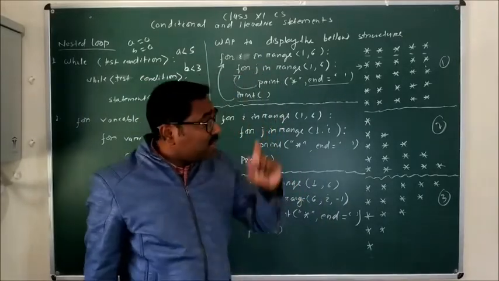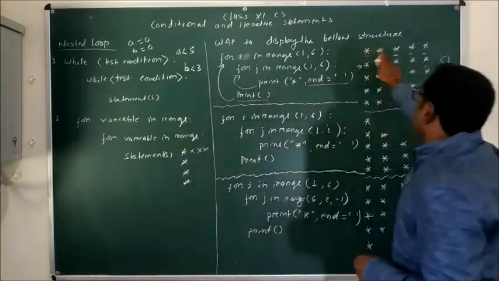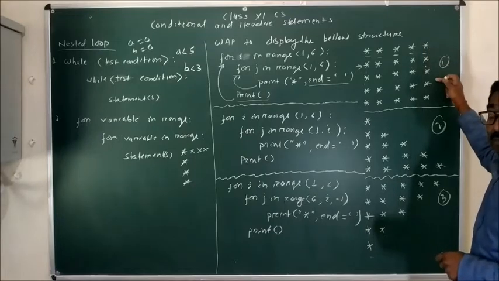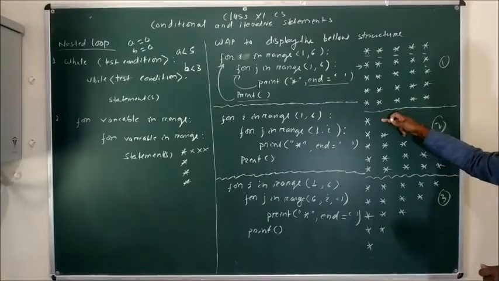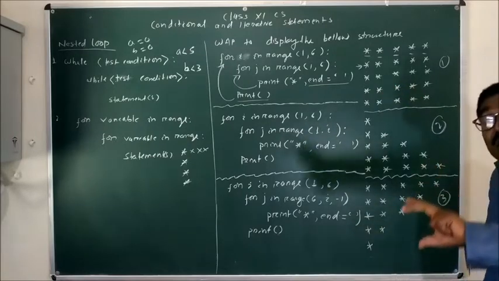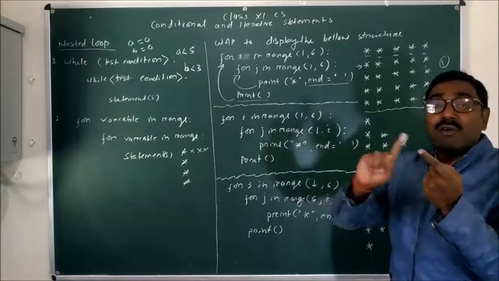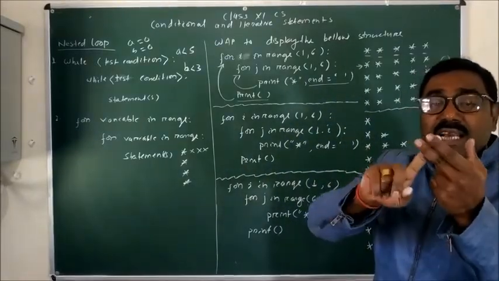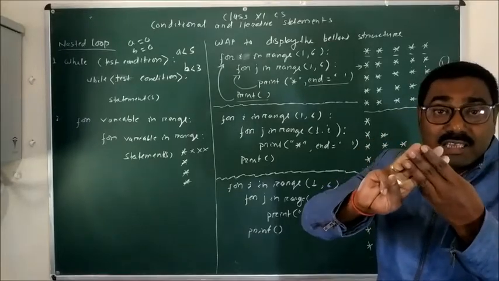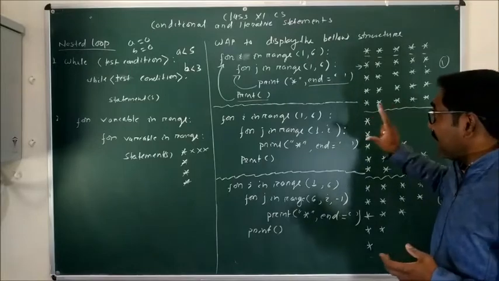What is the difference between the two structures? Here the number of columns has changed. Here all the rows have 5 columns, but here the number of columns gradually increases according to the row number. That means in the first row only 1 column is there, in the second row 2 columns, in the third row 3 columns. So the first loop doesn't have any kind of changes.